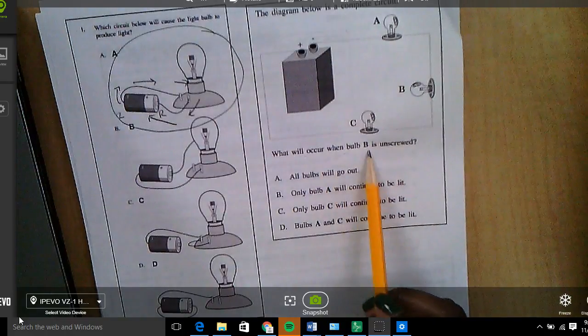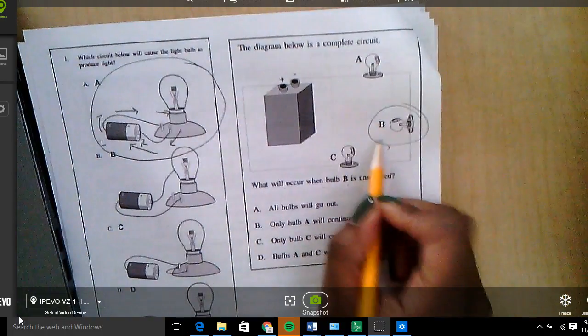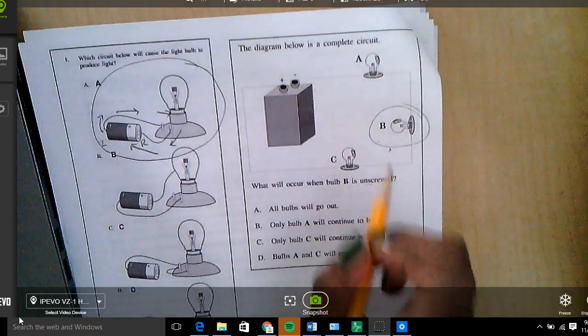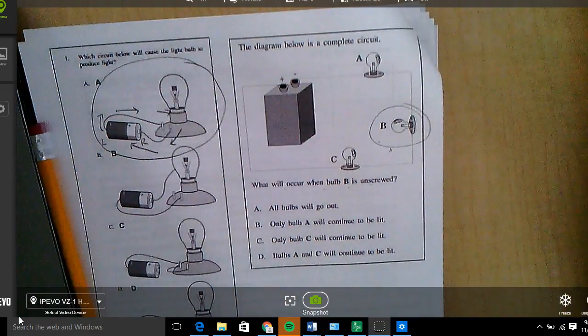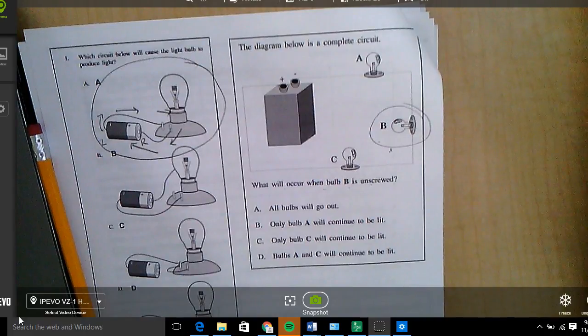What will occur when bulb B is unscrewed? So we're taking a look at this. I'm going to circle bulb B because I know that this is the bulb we're talking about. Show me, you ready? Here we go. The correct answer is A.